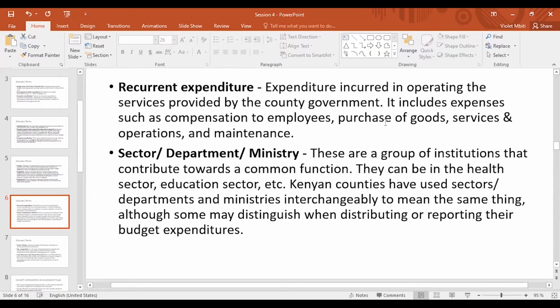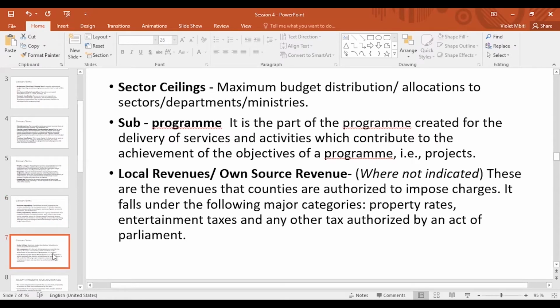So sector, department, and ministry are usually used interchangeably, as they mean the same thing. These are a group of institutions that contribute towards a common function. They can be in the health sector, education sector. Kenya counties have used sectors or departments and ministries interchangeably to mean the same thing, although some may distinguish when distributing or reporting their budget expenditure. And then we have sector ceilings, okay? These are maximum budget distributions or allocations to sectors, departments, or ministries.